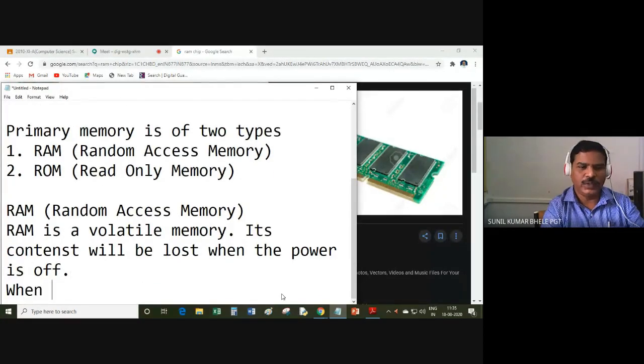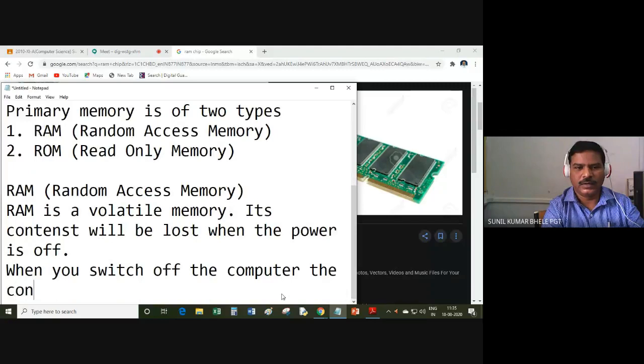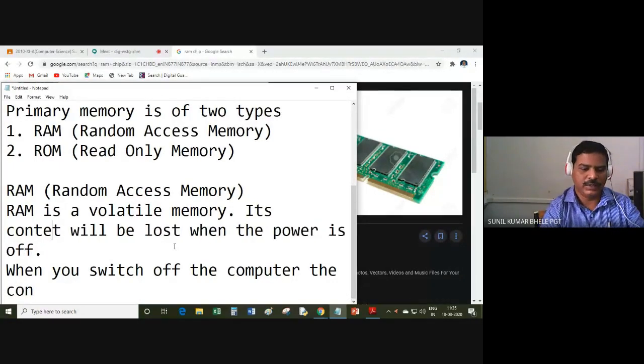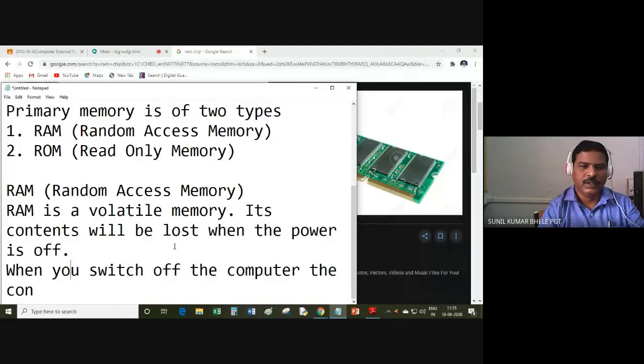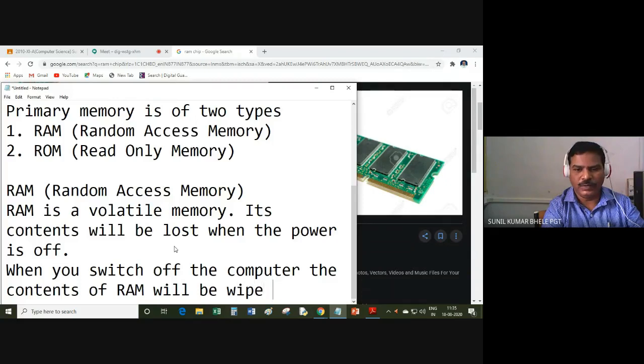So when you switch off the computer, you can correct the spelling of contents. The contents of RAM will be wiped out or erased.